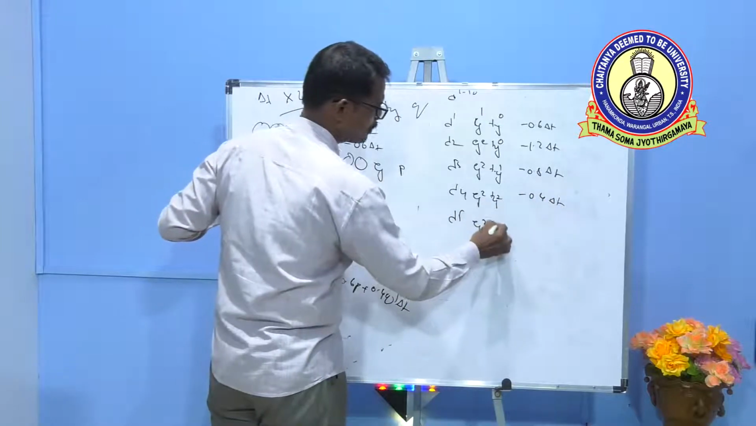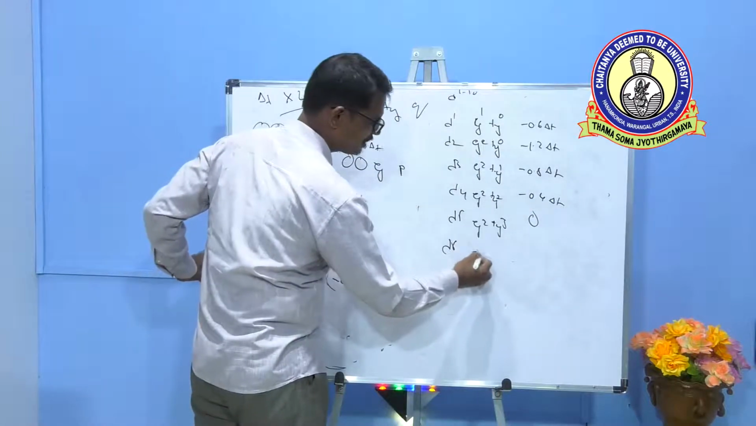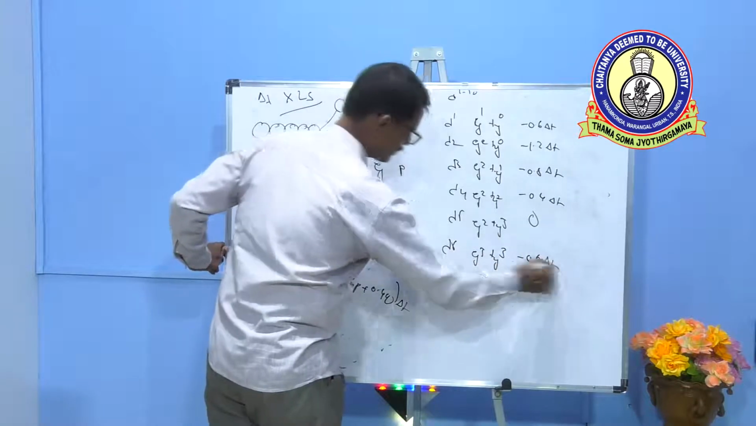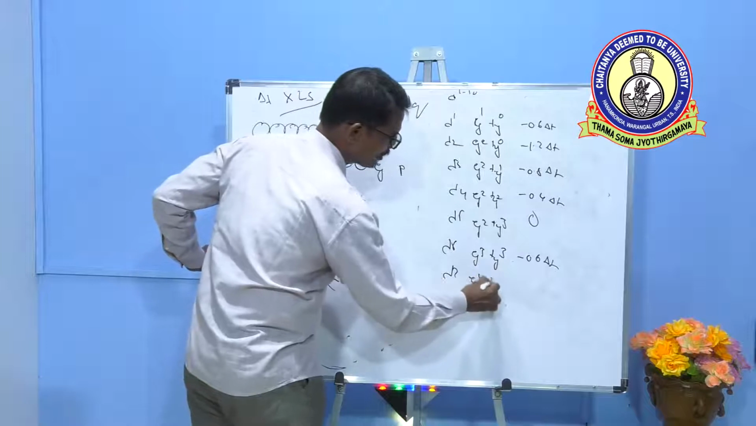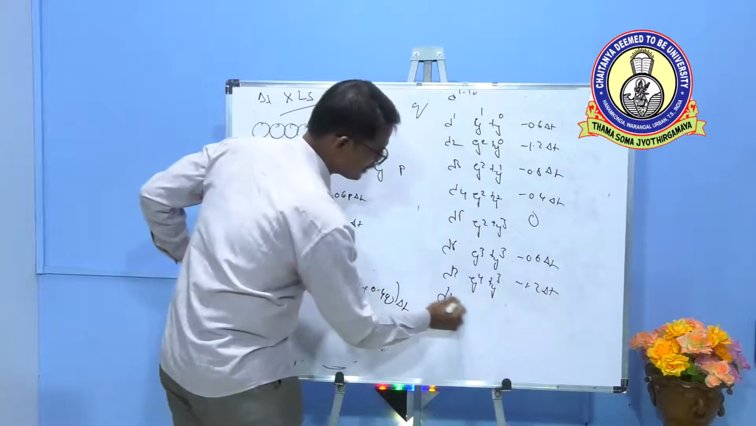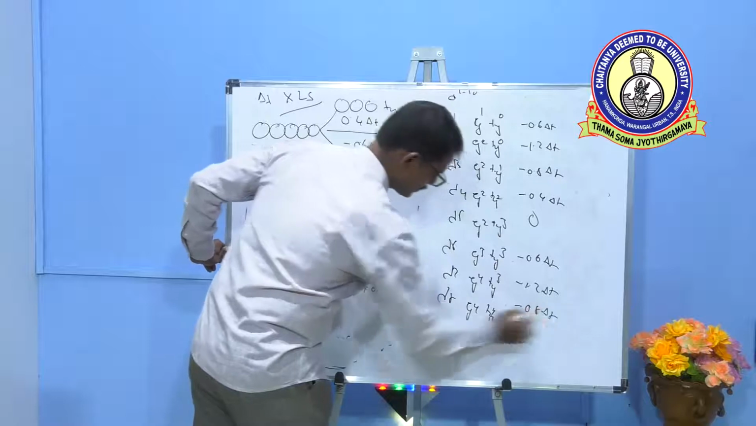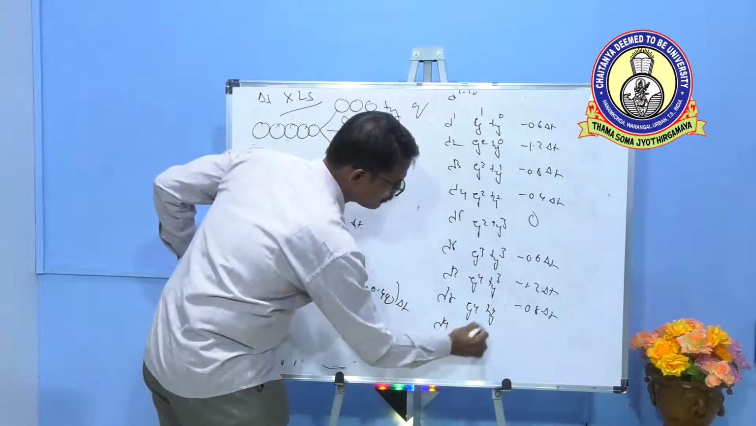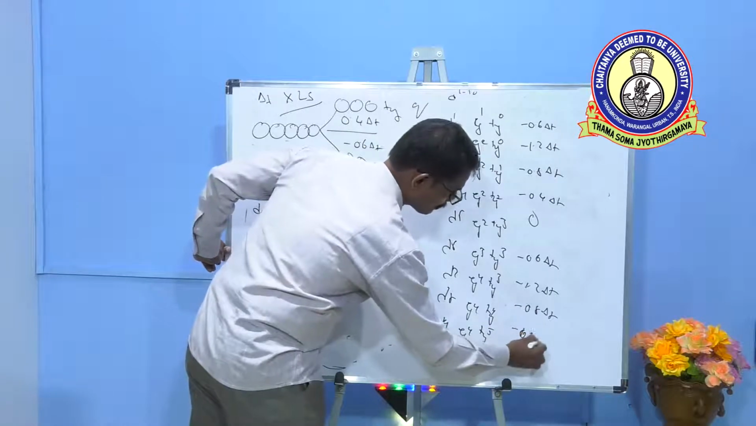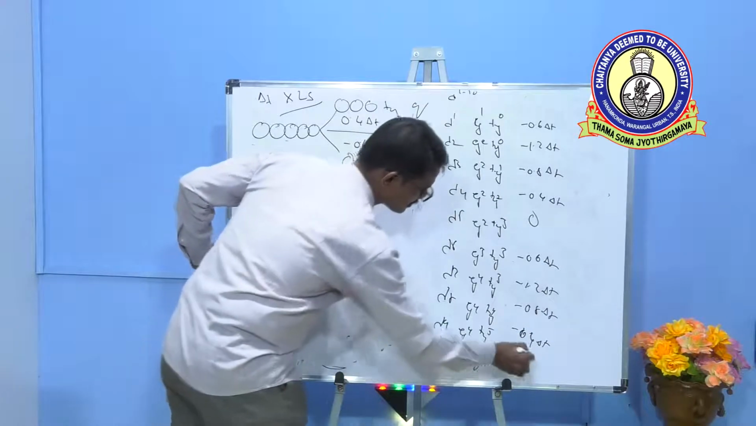D5: e2 t2 3, 0. D6: now the electron goes to e, so e3 t2 3, minus 0.6 delta T. D7: e4 t2 3, minus 1.2 delta T. D8: e4 t2 4, minus 0.8 delta T. D9: e4 t2 5, minus 0.4 delta T. D10: e4 t2 6, 0.